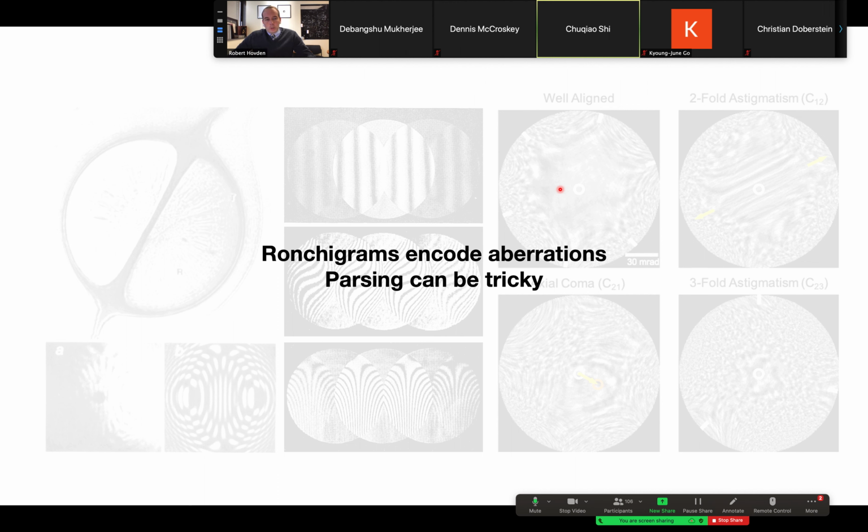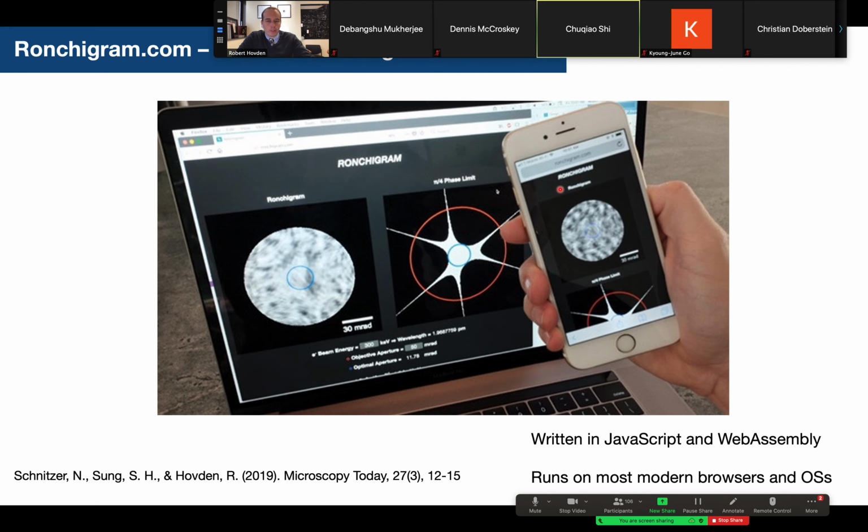So unfortunately, if you're not familiar with the shape of these Ronchigrams and what they mean in terms of aberrations, it can be tricky. It takes years of experience to intuit the best Ronchigram for imaging. And as I'll show, even expert electron microscopists can get it wrong.